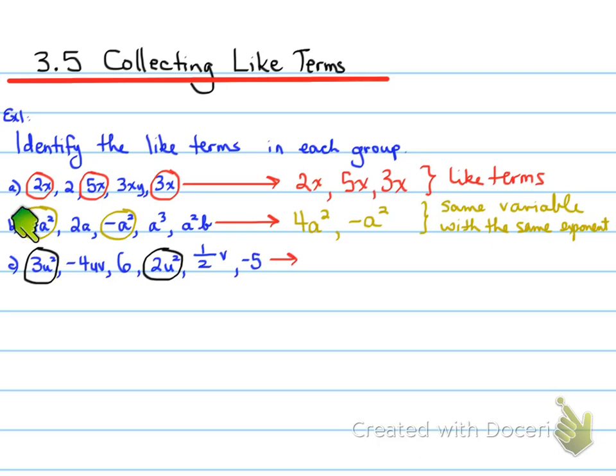And in the last one, we have 3u squared and 2u squared, as well as 6 and negative 5.